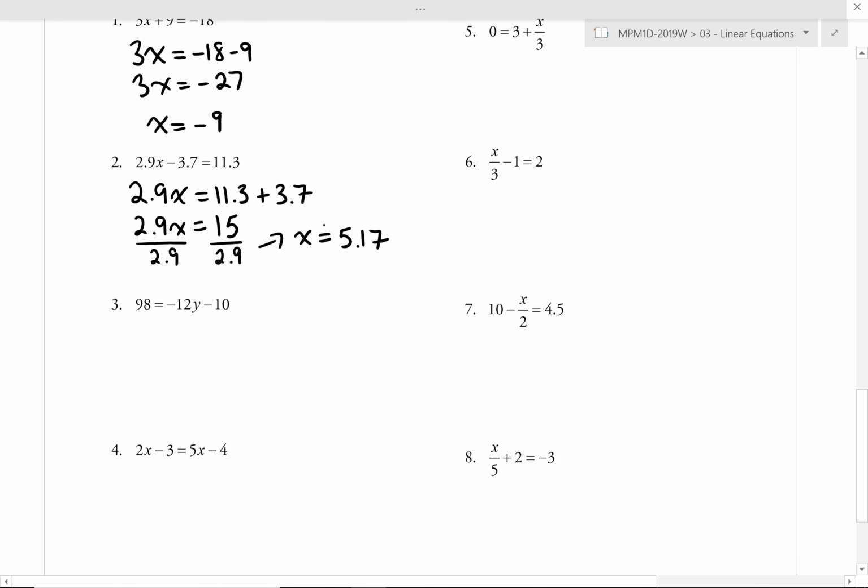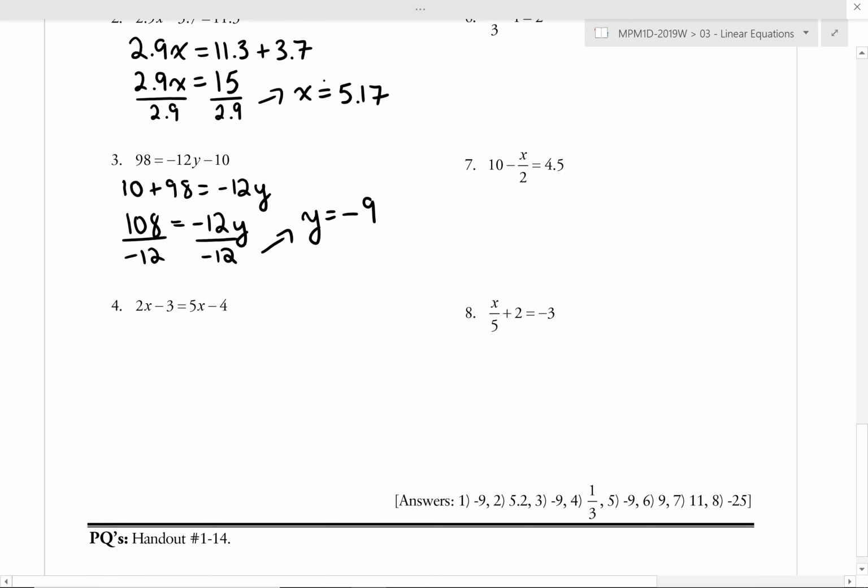All right, number 3. This time we have a y over on the right side. So let's clean this up as much as we can. We have a constant term here, minus 10, so let's take care of that first. We'll move it to the right, and that'll give us a plus 10. Plus 98 equals minus 12y. And so 108 equals minus 12y. And dividing both sides by minus 12 yields y equals minus 9.